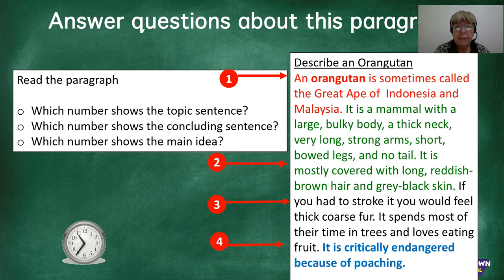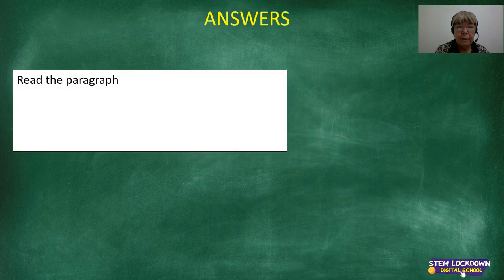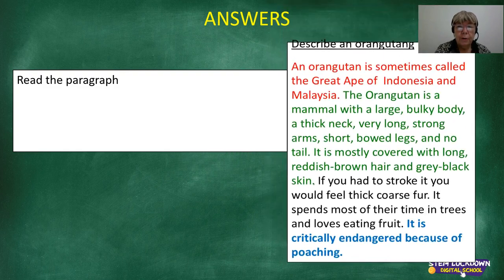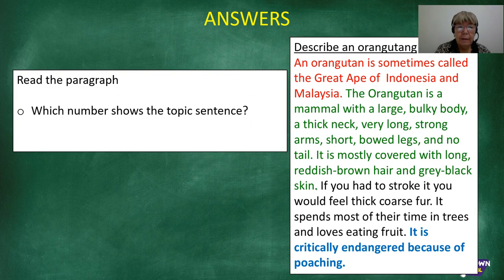Okay, you done? So let's mark your work. So we read the paragraph together. Which number shows the topic sentence? Was it that first sentence? No, it was the second sentence, the green sentence. This paragraph asks you to describe an orangutan, so the topic sentence is going to be the sentence that does the describing, which is actually the first green sentence. The first green sentence. Okay.